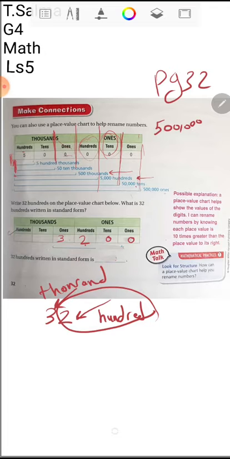Now, this distance is 32 hundreds, because look, I start from the number and stop at the hundreds digit, as it says hundreds. That means this is 32 hundreds. So what is the number for 32 hundreds? It will be 3,200.